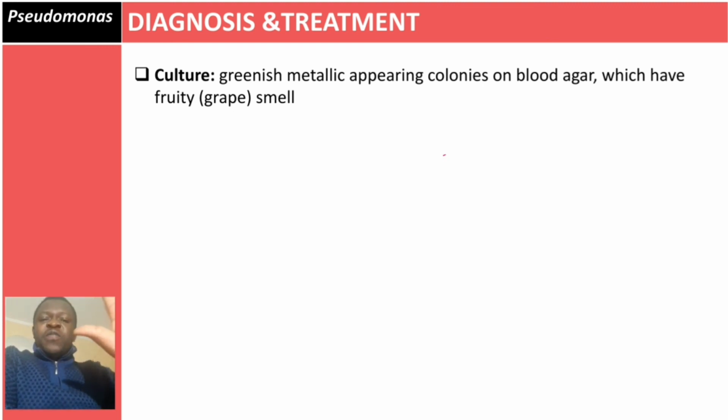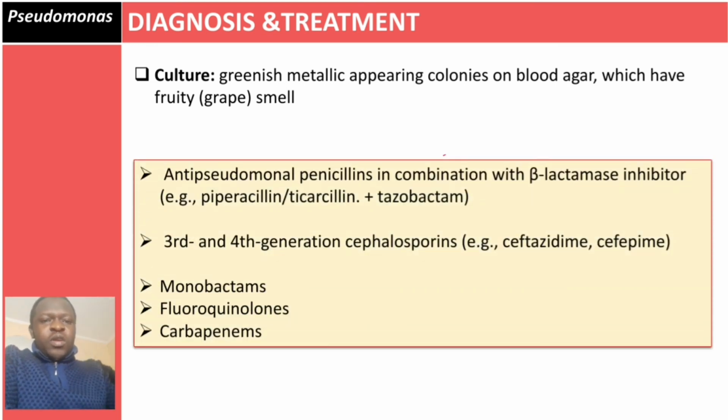Okay, what about treatment? Firstly, before I tell you anything about treatment, remember Pseudomonas aeruginosa is known for what? For being resistant to a lot of antibiotics, right? Almost every antibiotic. Okay, so let's just talk about the most commonly used ones. So we can use anti-pseudomonal penicillins in combination with beta-lactamase inhibitors. For example, piperacillin or ticarcillin plus tazobactam. We can also use third and fourth generation cephalosporins, for example, ceftazidime or cefepime. We can use monobactams, fluoroquinolones, or carbapenems, right? But remember, it's a multidrug resistant bacteria.